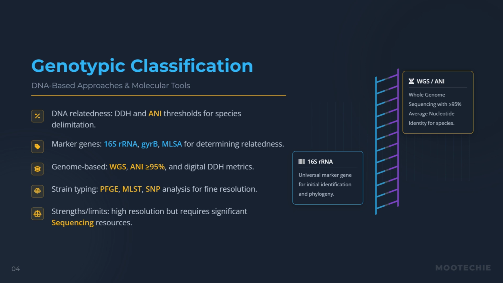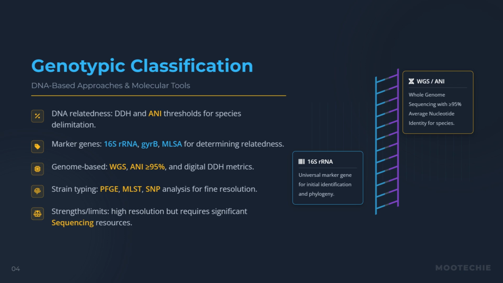Genome-based classification leverages whole genome sequencing, WGS, where an ANI of 95% or higher is a common benchmark for considering two organisms the same species. Strain typing methods like PFGE, MLST, and SNP analysis offer high resolution to distinguish between very closely related variants. The great strength here is the high resolution and objectivity. The primary limit is that it requires significant sequencing resources and computational power, which can be a barrier.